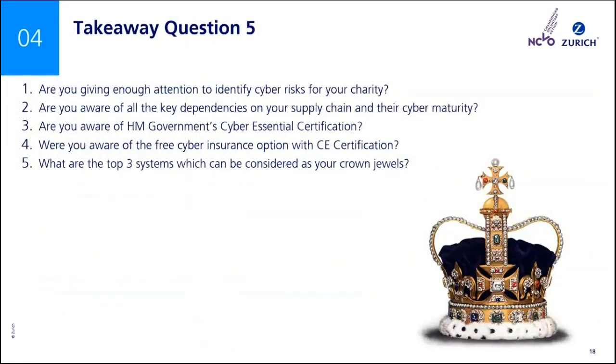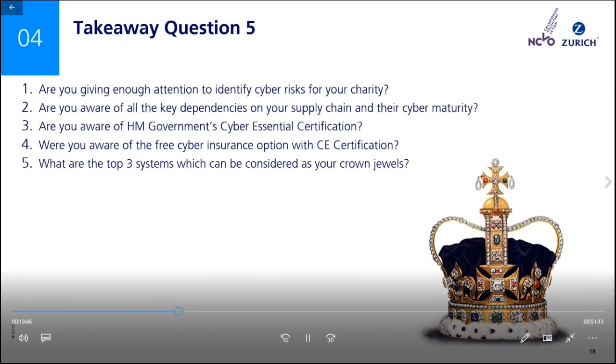Okay, takeaway question number 5. What are the top 3 systems which you consider as your crown jewel? So if I ask you to take a pen and paper and make a note of the top 3 systems, can you do that? So these are the systems. If they are not available, it will create a considerable impact on your business.